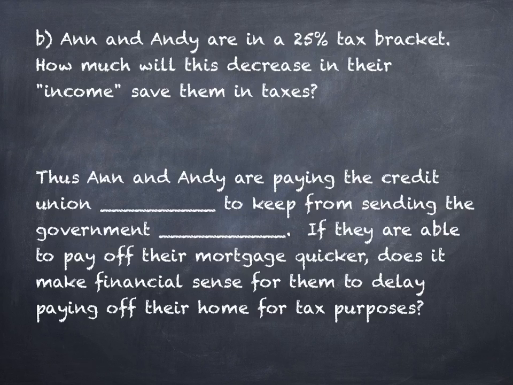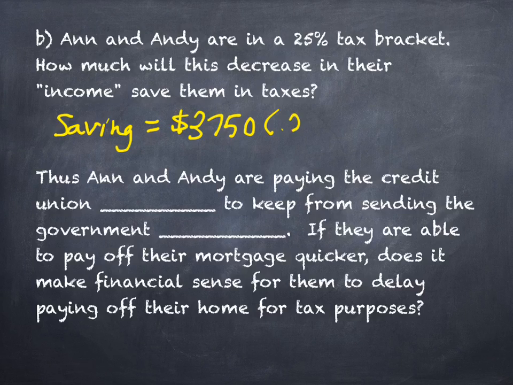So we can actually talk about them saving the amount of their interest, which was $3,750, times their tax bracket, because they are not going to pay 25% of this money. Don't have to pay it. This is how much they save. So how much is this?